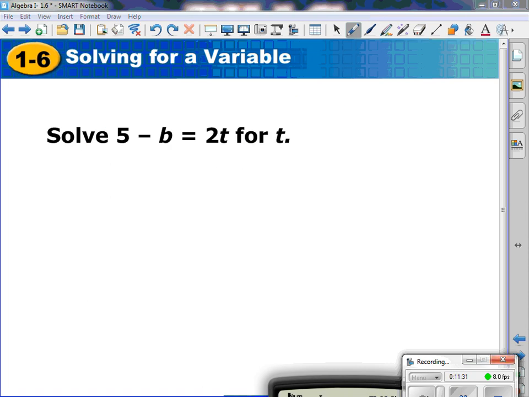On this one, I have 5 minus b equals 2t. There's numbers, there's variables. The most important piece, what variable am I solving for? T. I am solving for t. What is happening to my t? It's being multiplied by 2. How do I get rid of a multiply by 2? Divide by 2 here, divide by 2 here. T is equal to 5 minus b over 2, finished.